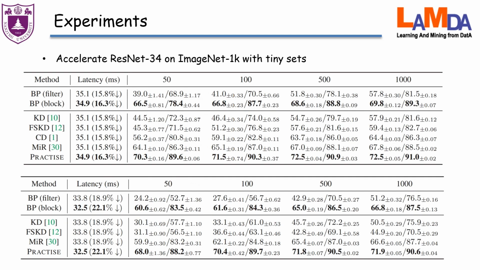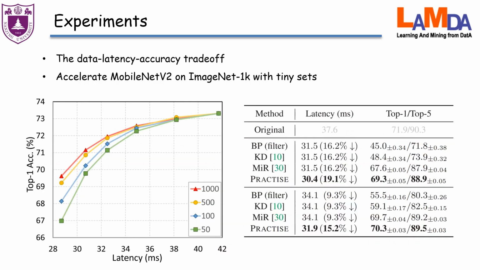Our PRACTISE achieves extraordinary performance. For 16% latency reduction, PRACTISE surpasses the previous state-of-the-art method on average by 6% top-1 accuracy on ImageNet. And for 22% latency reduction, PRACTISE outperforms SOTA on average by 7% top-1 accuracy. This figure summarizes the data-latency-accuracy trade-off achieved by our PRACTISE. With less latency reduction, the accuracies for different amounts of training data are comparable. But for a large latency reduction, it is challenging to recover the accuracy by only a tiny training set. Our PRACTISE can also accelerate MobileNet v2 and outperforms previous methods by a significant margin.